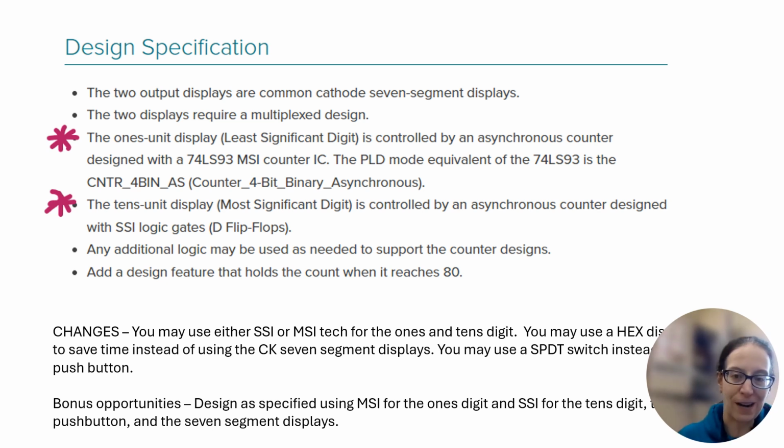Now, as the trade-off, I will give you bonus points for designing as specified, using MSI for the ones digit and SSI for the tens digit. So where those asterisks are, if you design it that way, it will be worth bonus points. You will get a bonus point for using the push button because that's going to require a little extra work on your part to figure out how that push button works, and some bonus points for using the 7-segment displays. It's kind of going through the bother of wiring up those displays.